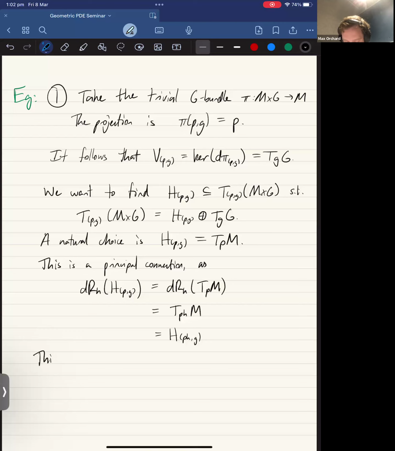Now, this has a special name, which I've seen before. It's called the Maurer-Cartan connection. Now, if anyone knows more about the Maurer-Cartan connection, I would be very interested, because I've only seen the name. To me, it seems like a very natural choice of connection. But it's obviously got a name, so it's obviously important in some other ways as well.